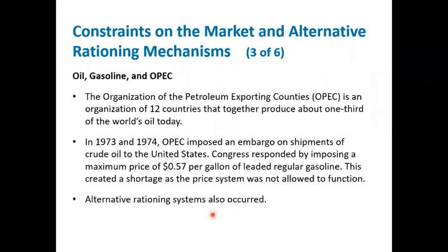In the 1970s, OPEC, which is a collection of countries that produce and export oil, were far more powerful than they are today. And they decided they did not like the United States, largely due to the Vietnam War at the time.